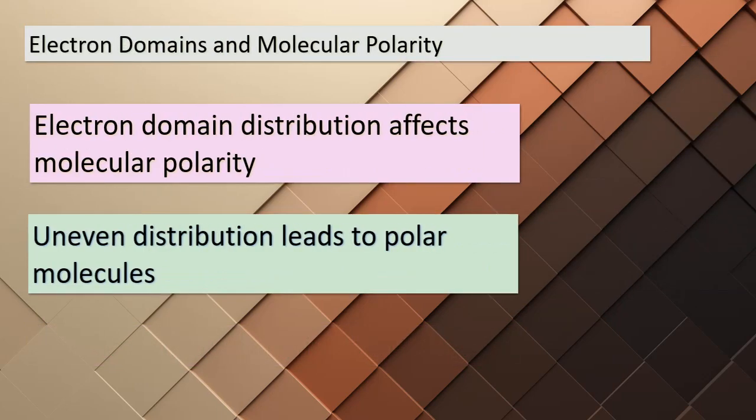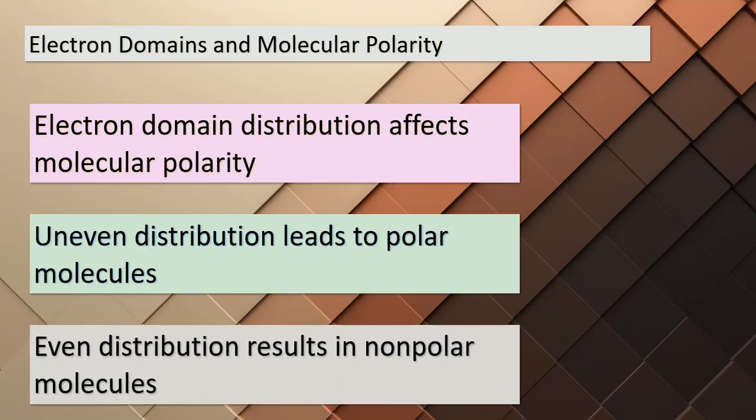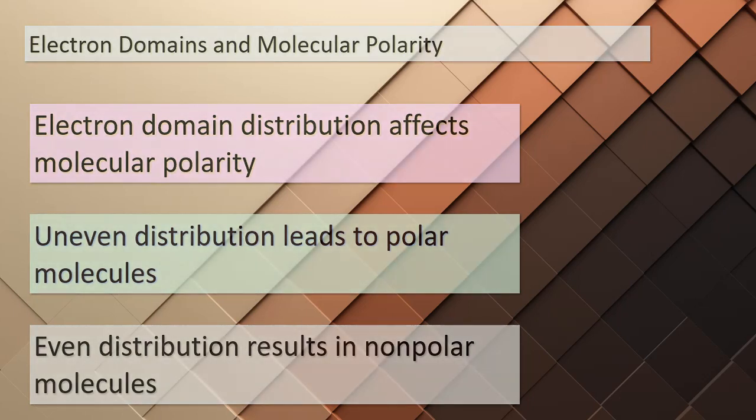Welcome back to our captivating journey, students. Here's an exciting twist. Electron domains also have a say in a molecule's polarity. When electron domains are distributed unevenly, we get polar molecules. These molecules have distinct positive and negative poles due to the asymmetry in electron distribution. On the other hand, even distribution of electron domains results in nonpolar molecules. So, you see, electron domains not only shape the geometry but also impact the overall nature of the molecules we encounter.